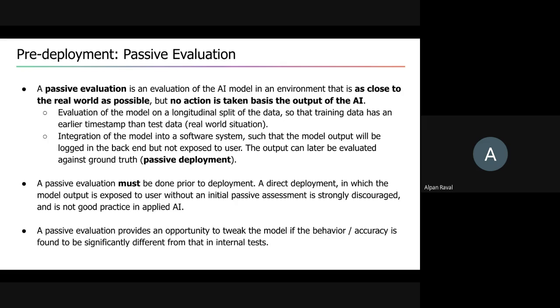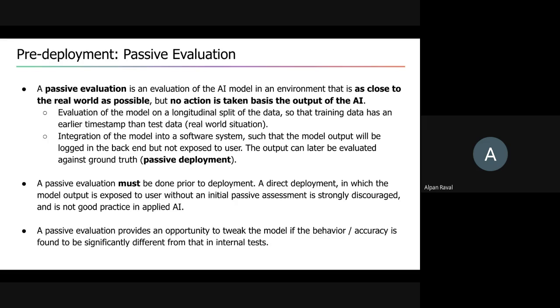And this is a passive evaluation. Similarly, the other thing you could do is integrate the model into a software system, but the model output should be logged in the backend and not exposed to the user.